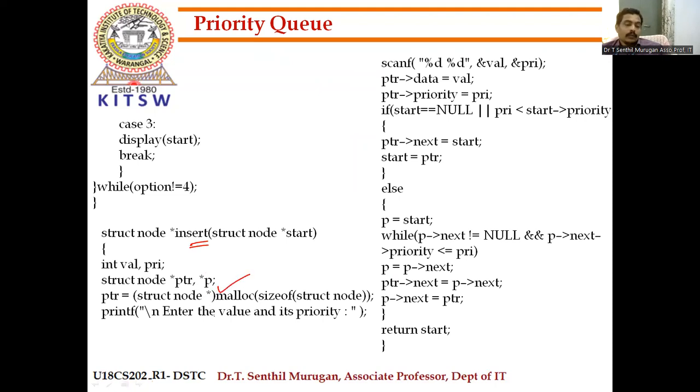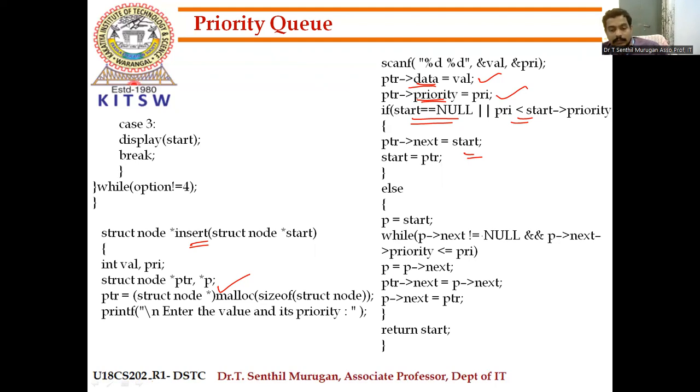We have to create the node, a structure node. In that node, there are three things: a pointer to data, one value; priority, one value; and the third one, a pointer to the next node. For that we have to check that it is not the starting pointer and that the priority is less than the start priority value. So priority also we have to check. If so, we insert ptr->next equal to start. So we create the first node and give the pointer as start.